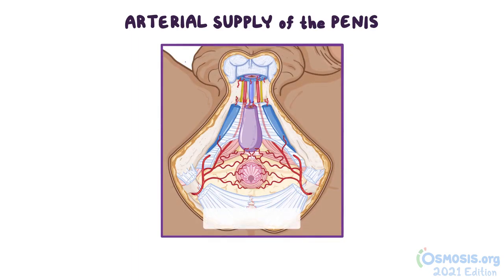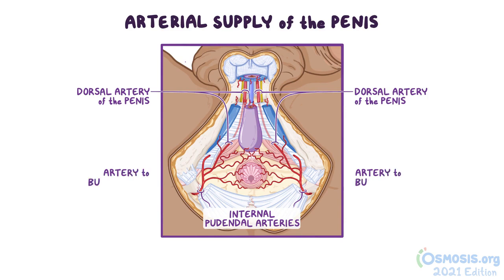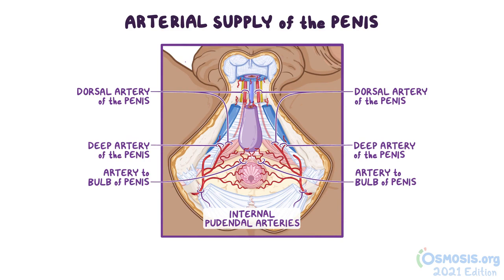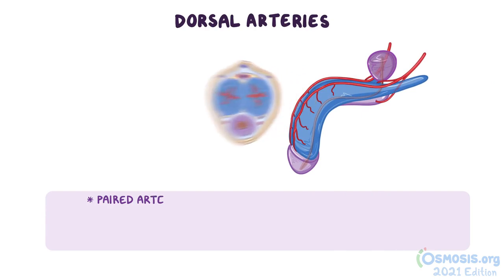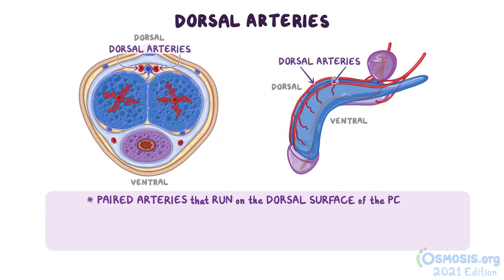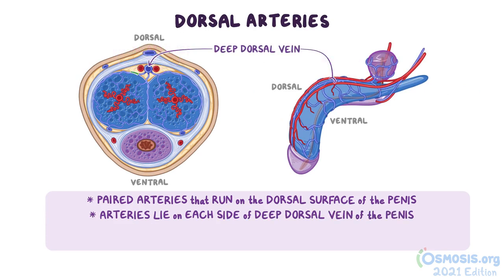Let's take a look at the arterial supply of the penis. The main arteries that supply the penis branch from the internal pudendal arteries. These branches include the dorsal arteries of the penis, the arteries of the bulb of the penis, and the deep arteries of the penis. Let's start with the dorsal arteries, which are paired arteries that run on the dorsal surface of the penis. Here, the arteries lie on each side of a vein called the deep dorsal vein of the penis, in a groove between the corpora cavernosa.